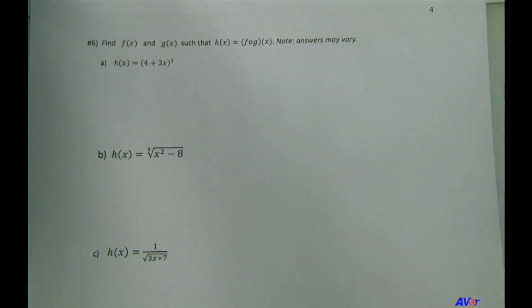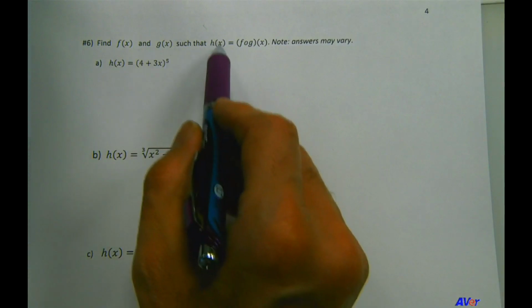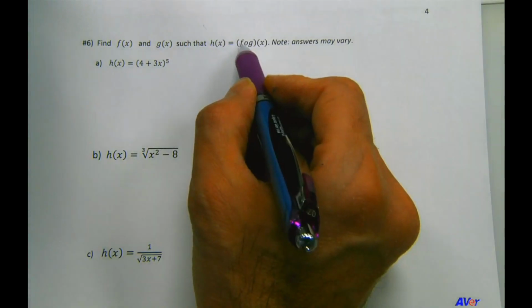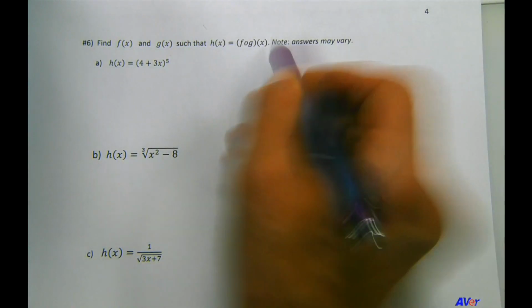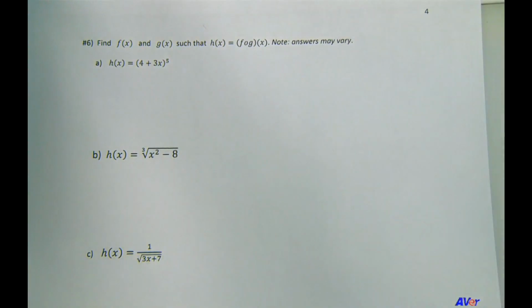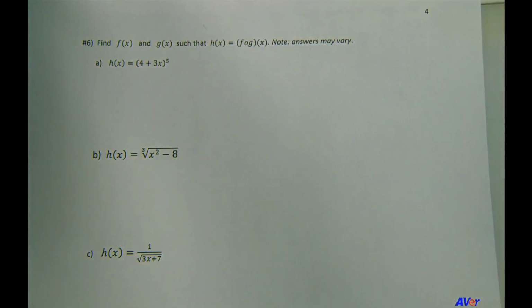On this page, they say find f of x and g of x such that h of x is equal to composition of f and g in x. Answers may vary. Yeah. So that means you could have answers that are different than mine, but they are accurate. So we don't have to end up with the same answer. That's what it's saying. But they have to make sense.